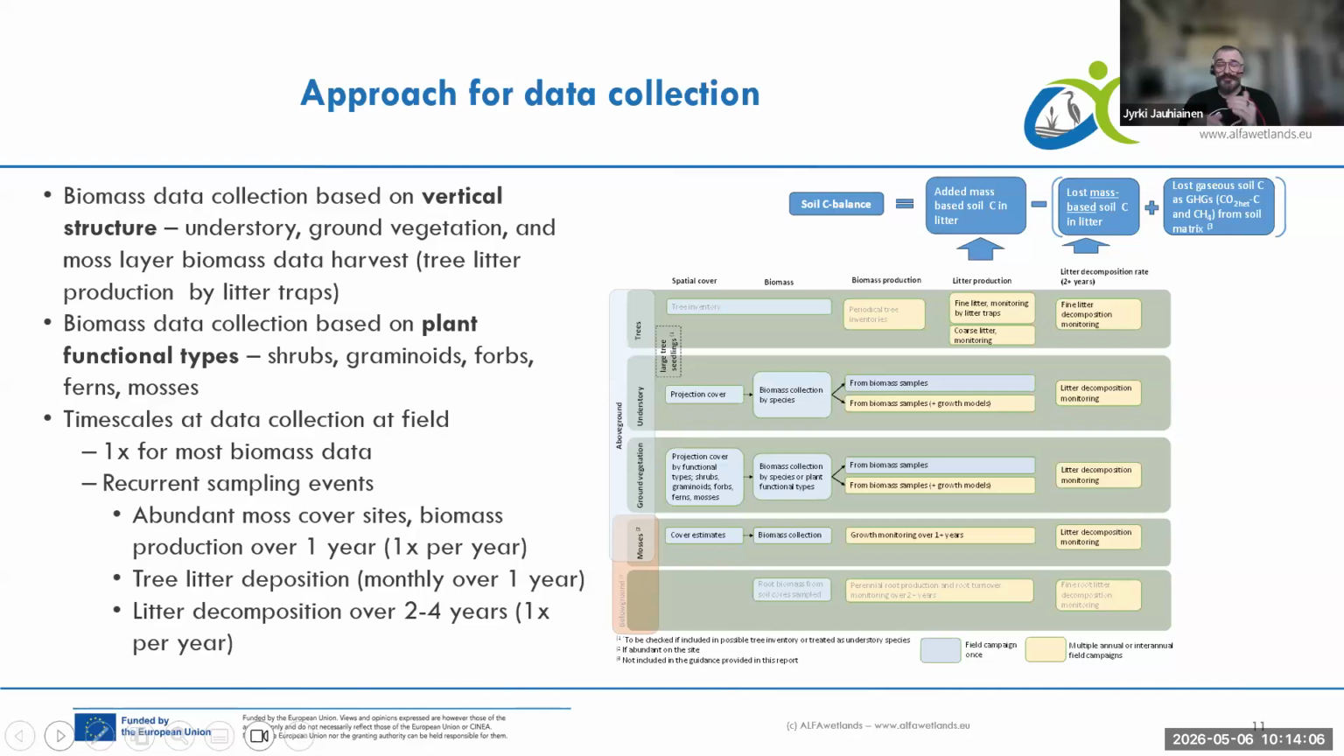Litter deposition is measured monthly if there are trees present on the sites, and litter decomposition takes a minimum of at least two years, but guidance for running this work is provided as well. And of course, sometimes you want to repeat the litter data collection over the years. We also provide guidance for making easier measurements next year, making models for plant growth, and that might be useful as well.